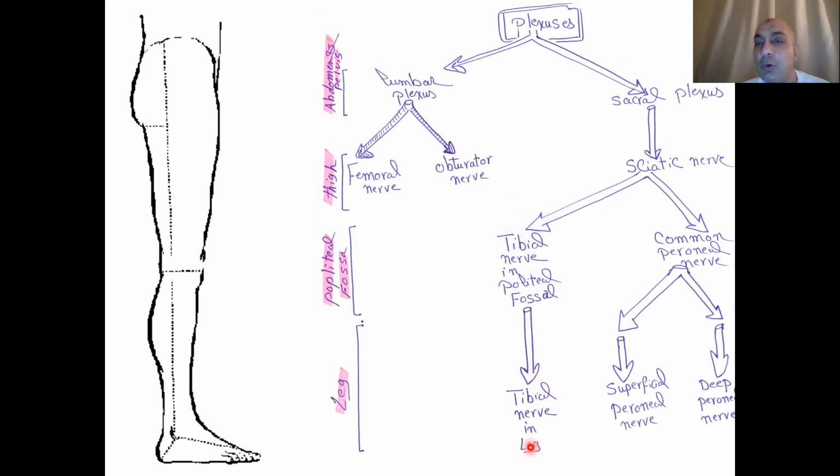So simply speaking, when we organize our knowledge, we have two plexuses, lumbar and sacral. And we have to know we have 8 nerves: 3 in the thigh, 2 in the popliteal fossa, and 3 in the leg. 3 in the thigh: femoral, obturator and the sciatic nerve. 2 in the popliteal fossa: tibial nerve in the popliteal fossa, and the common peroneal nerve. And finally, 3 in the leg: tibial nerve in the leg, superficial peroneal nerve, and the deep peroneal nerve.